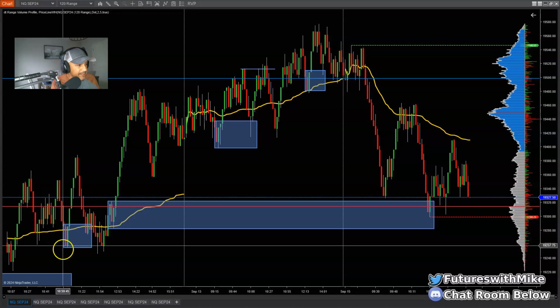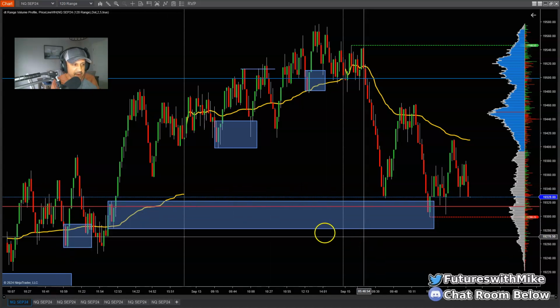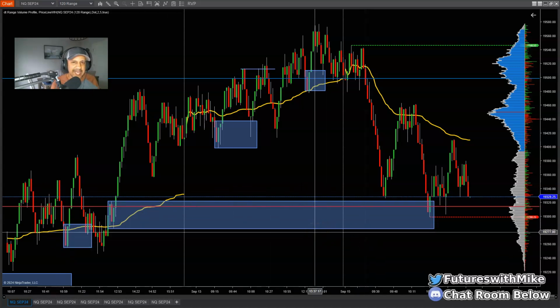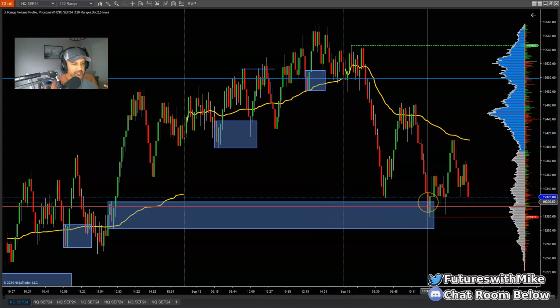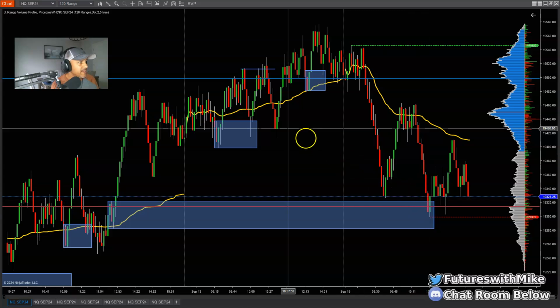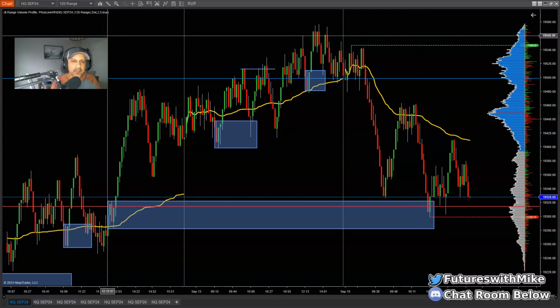I had a zone marked up this morning. This was a beautiful demand area from September the 12th, which was last Thursday. Now, the market did not tap back into this zone, as you can see, until around 10:35. This is on my 120 range chart.